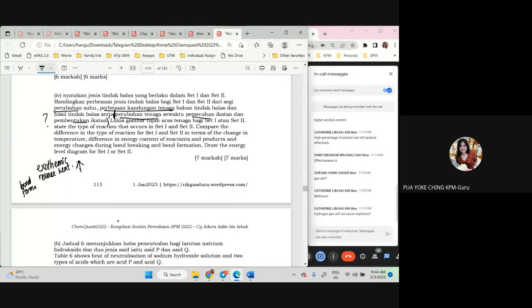So, kalau you baca soalan ni, please highlight. First one, in terms of temperature. So, this is your aspect 1. Difference in energy content of reactants. Ini ialah aspect 2. And then energy changes during bond breaking and bond formation. So this is your aspect 3.